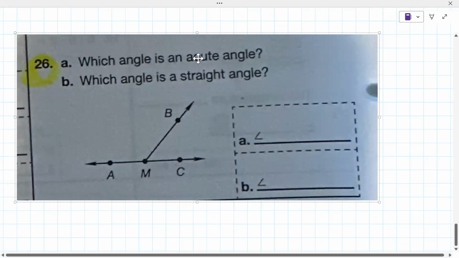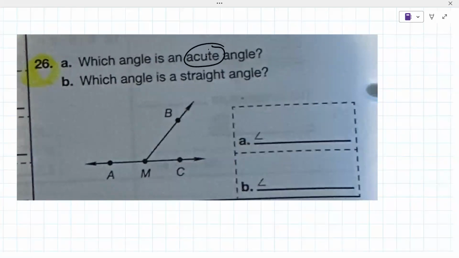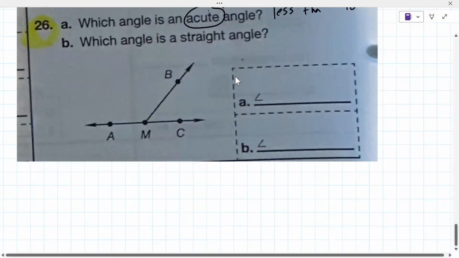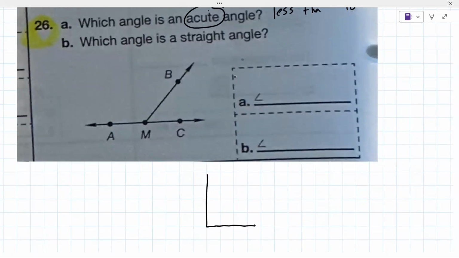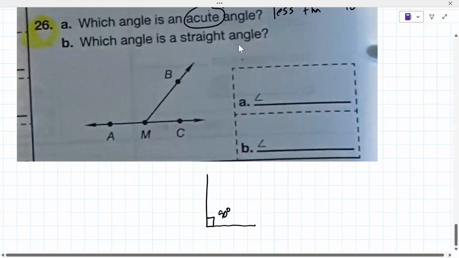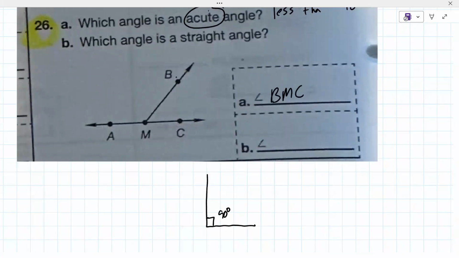Mhm. All right. So it says, which angle is an acute angle? Do you remember what the word acute means? So an acute angle is less than 90 degrees. You might wonder, well, what's a 90-degree angle? A 90-degree angle goes straight up and down. This is a 90-degree angle. So can you tell me which one is acute? M and C. So it's actually BMC, the middle letter has to be the vertex. And the vertex is where it kind of V's. Okay?